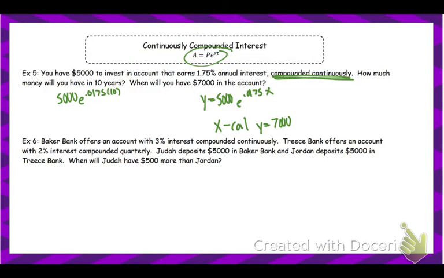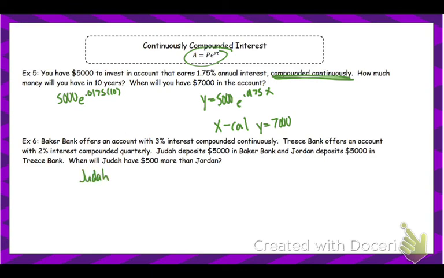All right, let's look at our last example. Baker Bank offers an account with 3% interest compounded continuously. Treese Bank offers an account with 2% interest compounded quarterly. So Judah is going to deposit $5,000 in Baker Bank. So let's look at what Judah's going to do.